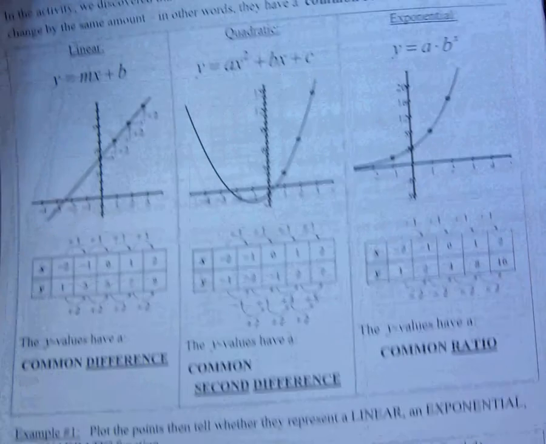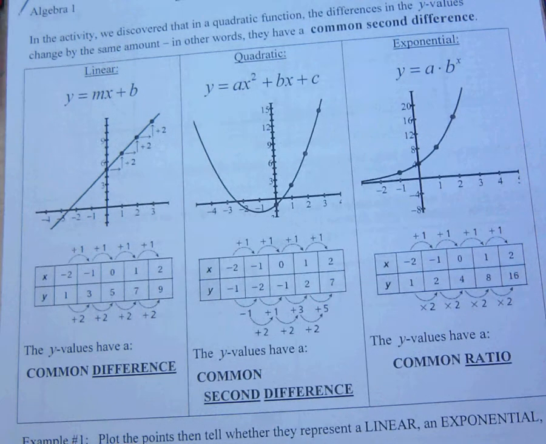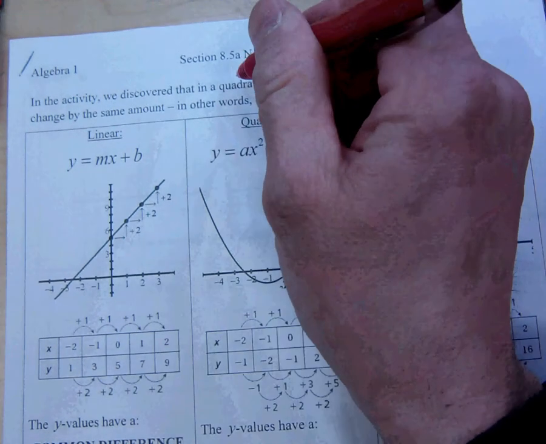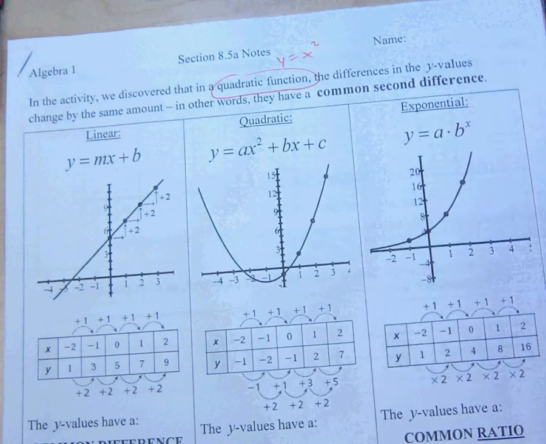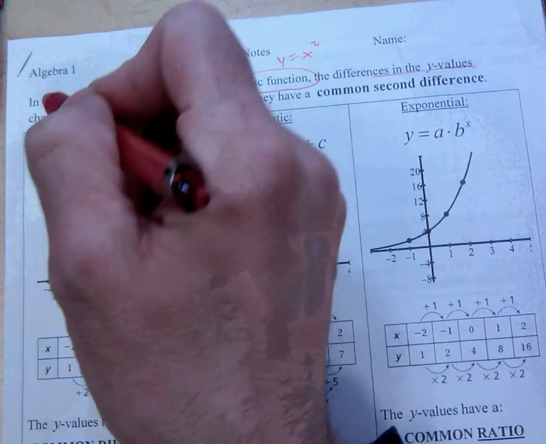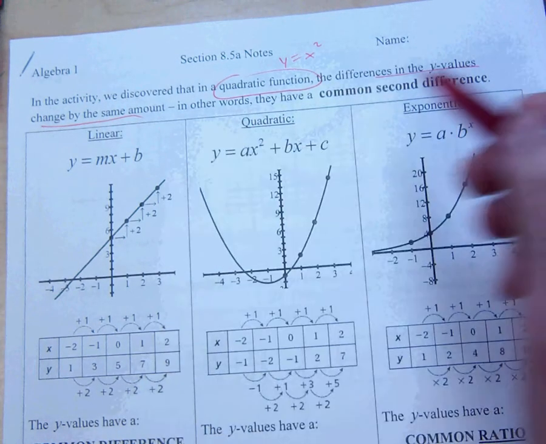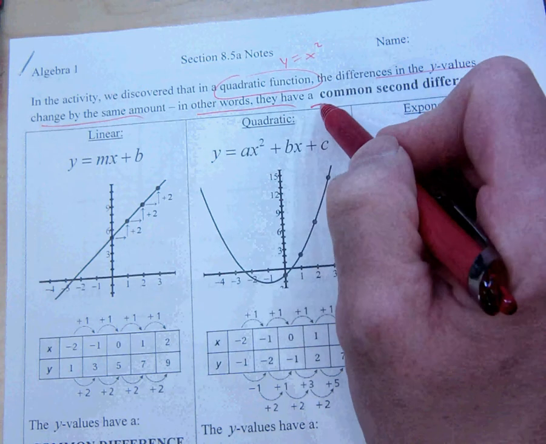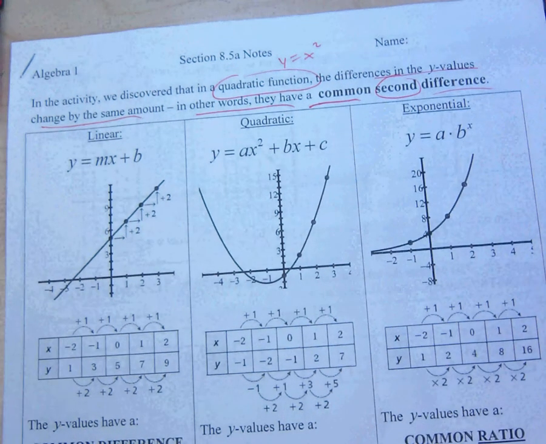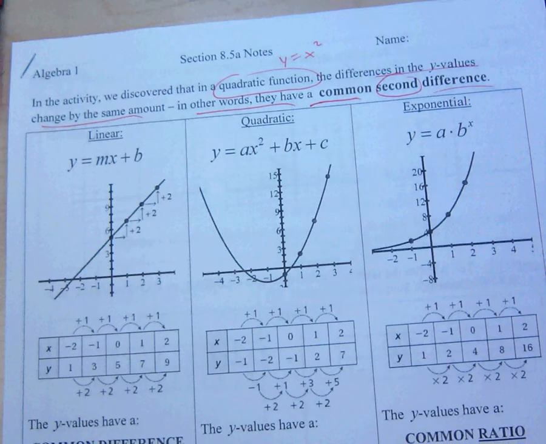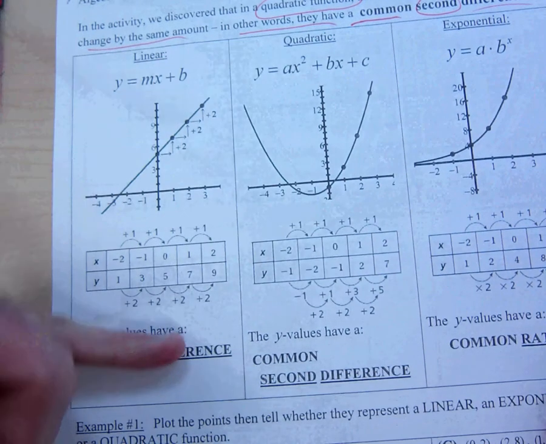So, in the activity, we discovered that with a quadratic function, wasn't y equals x squared quadratic? The differences in the y values changed by the same amount. In other words, they had a common second difference, right? The differences of the differences were the same. Okay, so this first column here is nothing new.